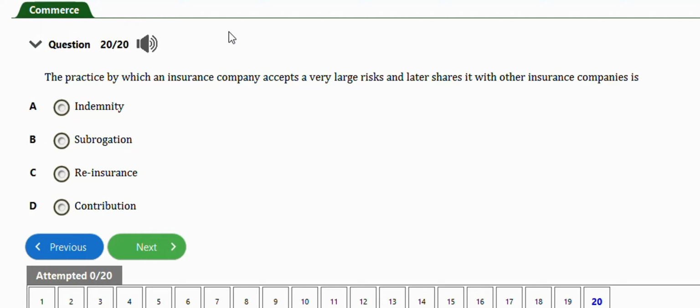Okay, the last question before I end this video is this one. It says, the practice by which an insurance company accepts a very large risk and later shares it with other insurance companies is: the right answer is option C. It's a repeated question as well, reinsurance. So guys, this is basically how you can do problems involving principles of insurance for your JAMB commerce. This is a subtopic in trade, with about 18 to 20 questions for this subtopic.